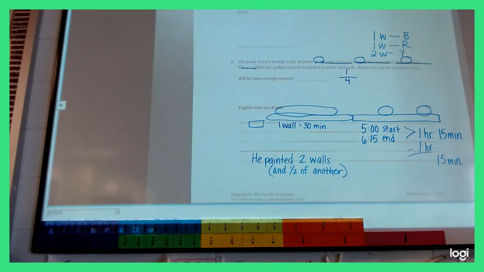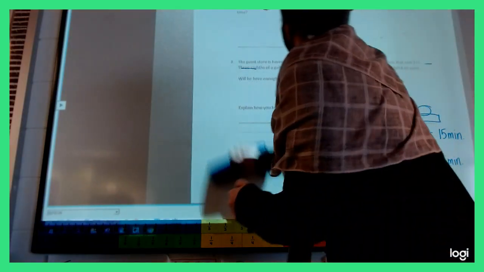All right. Let me get this all erased, and then we'll be ready for number 3.